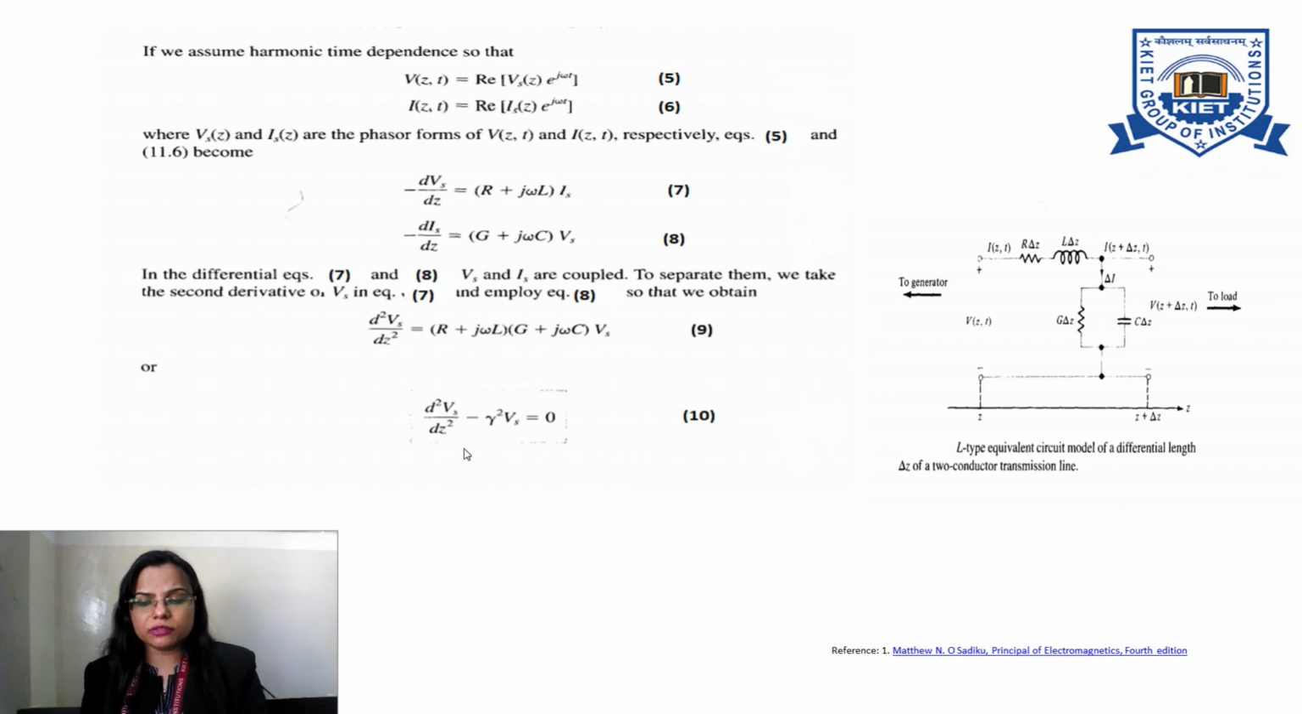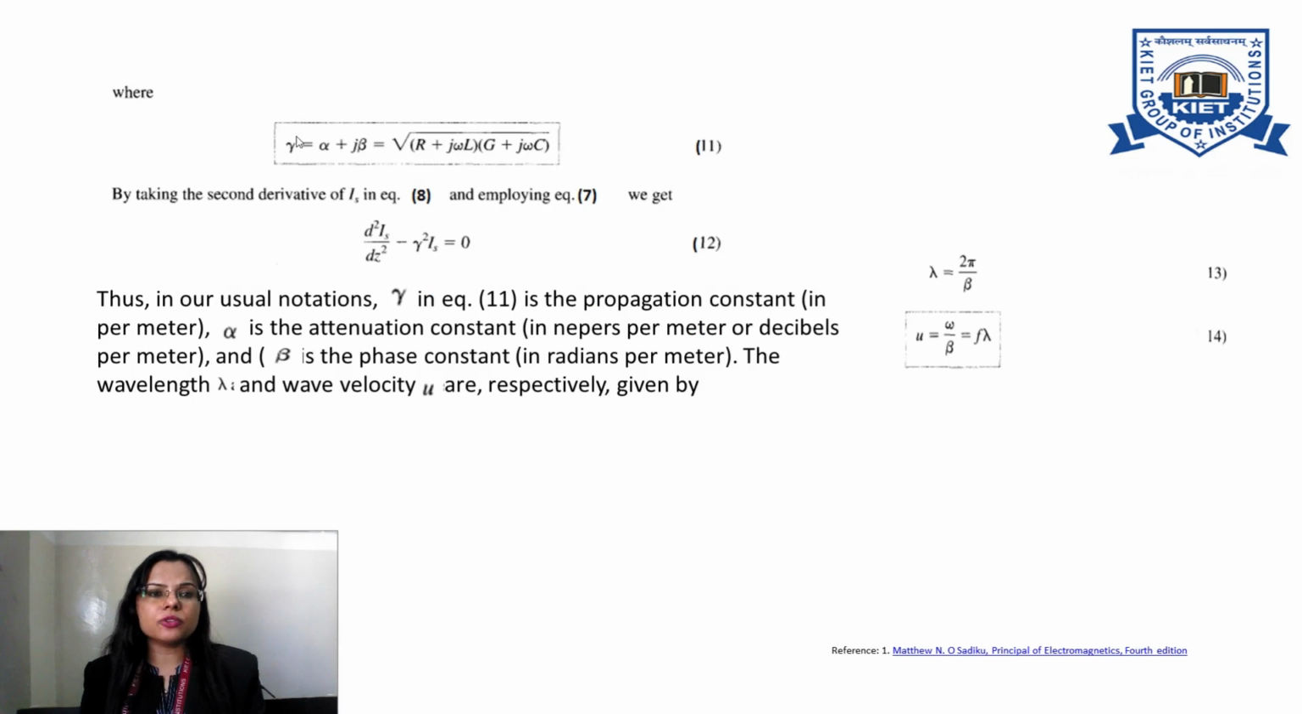So, d square Vs over dz square minus gamma square Vs equal to 0. The value of gamma is gamma equal to alpha plus j beta equal to under root R plus j omega L into G plus j omega C. By taking the second derivative of Is in equation 8 and employing it in equation 7, we get d square Is over dz square minus gamma square Is equal to 0. So, this is in our usual notation.